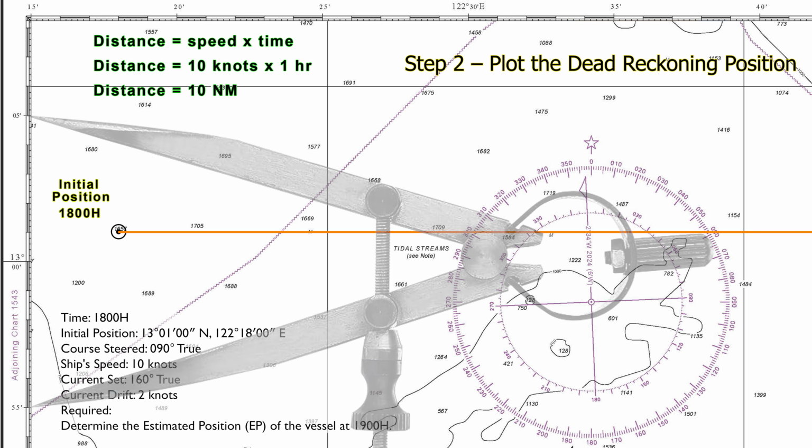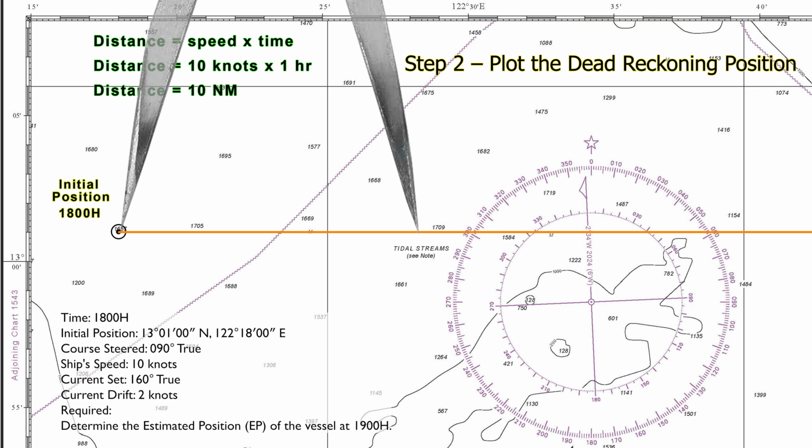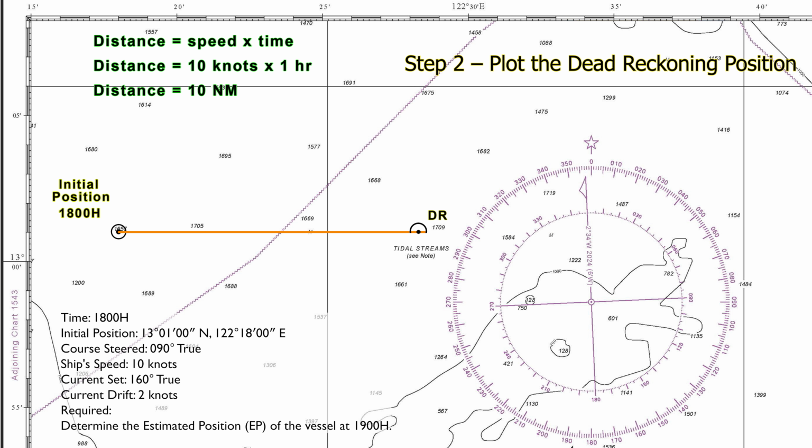Using your latitude scale, measure 10 nautical miles, then transfer the distance onto the course line. Mark the endpoint as the dead reckoning position, or DR. This is the vessel's position if there were no current.